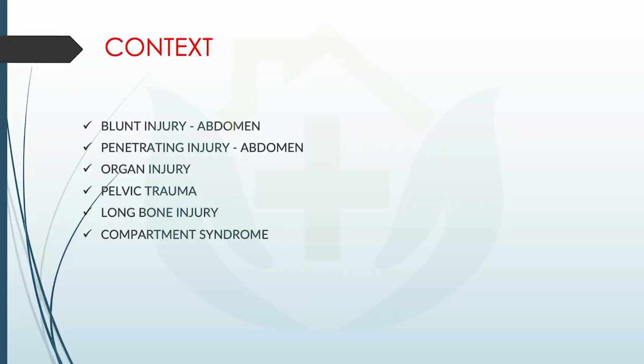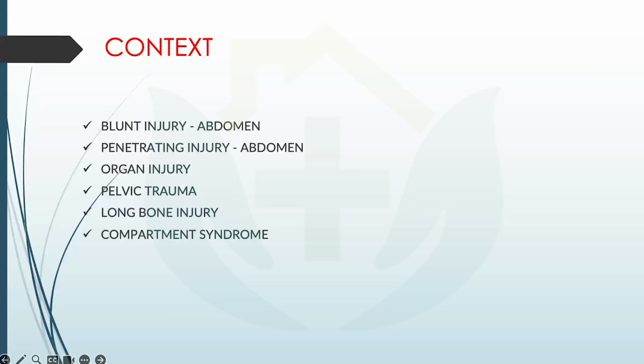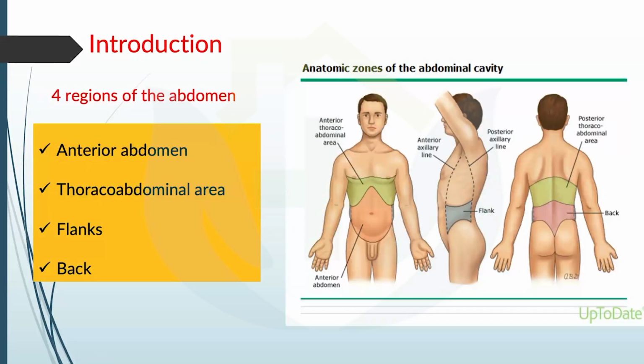Now, the next part of the discussion is abdomen and pelvic trauma. This is a huge topic, and to be very frank, questions are seldom asked from this concept. So I will quickly go through the main parts that are important for clinical practice, and secondly, for exam purposes, we have to know a few very basic things in this concept. We'll cover blunt trauma abdomen, penetrating injury, organ injuries, a few pelvic injuries, and compartment syndrome.